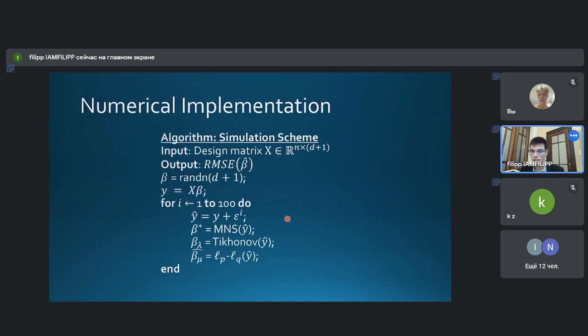And this is the algorithm we use for our simulation. At first, we have as our input the data matrix X, and now we generate the beta. This is a random vector from a normal distribution. This is the desired vector, and our goal is to find it. Now we calculate the vector Y, and our next step is to run this loop many times. We add noise to Y and then find the three different solutions, one for each method.